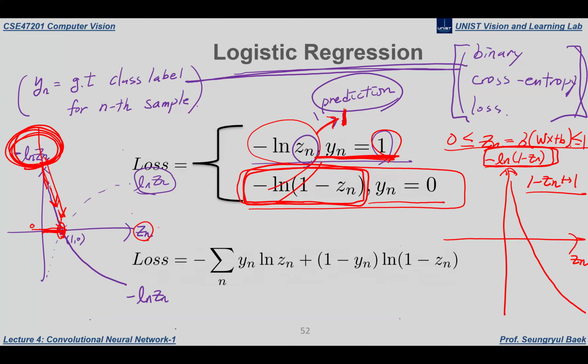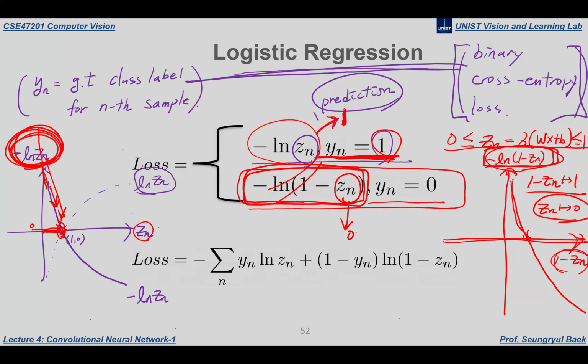Are you guys understanding this? This is 1 minus Gn. X is 1 minus Gn, and Y is minus ln(1 minus Gn). If you want to minimize this loss, this 1 minus Gn will go to 1. Then it means Gn will go to 0. Okay, are you guys understanding this? So that actually coincides with our objective here.